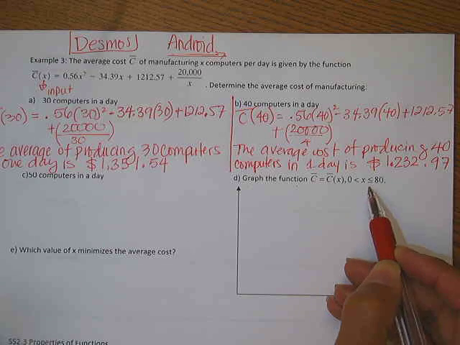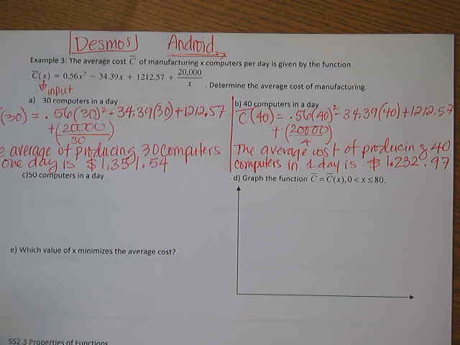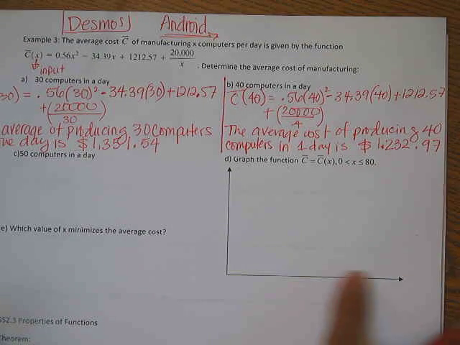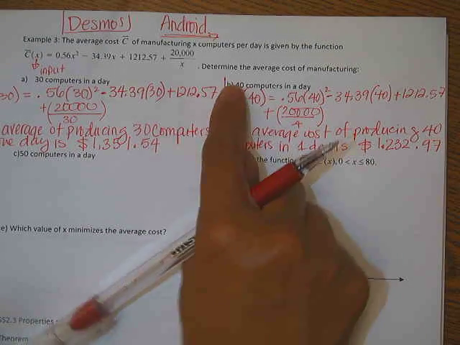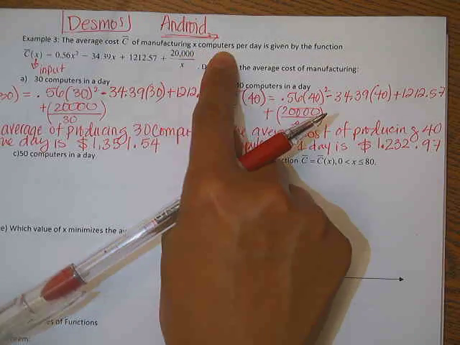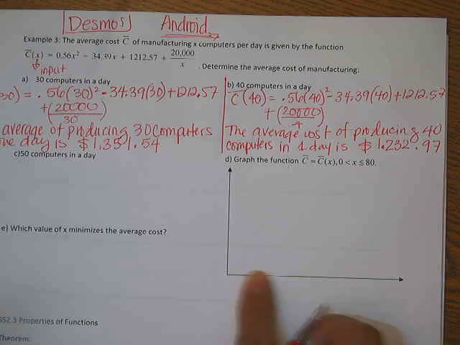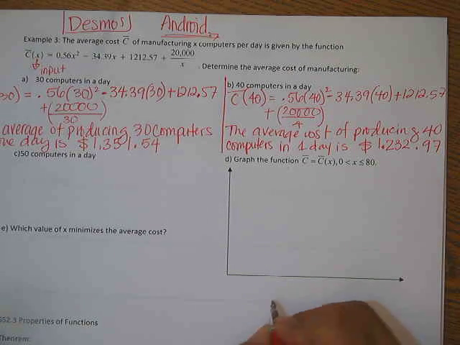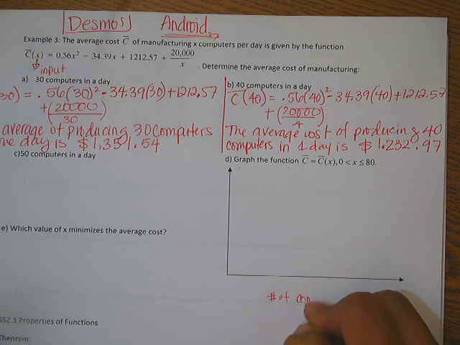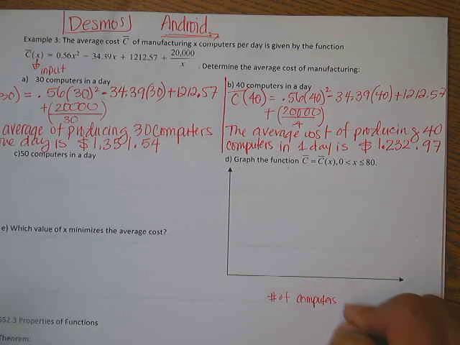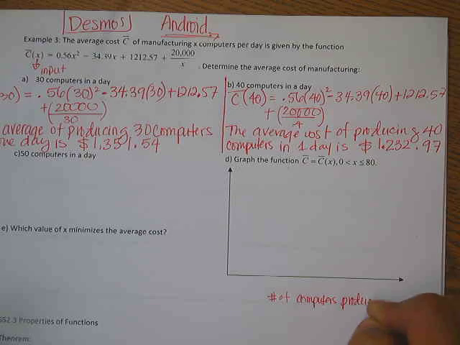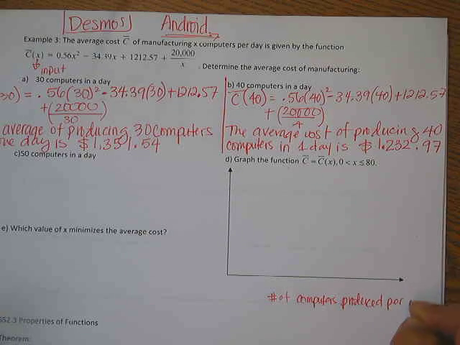Now let's talk about x. What is x? What does it represent? For this problem, x represents computers per day. How many computers we produce per day? So we're going to label that correctly on here. X is the number of computers produced or manufactured per day.